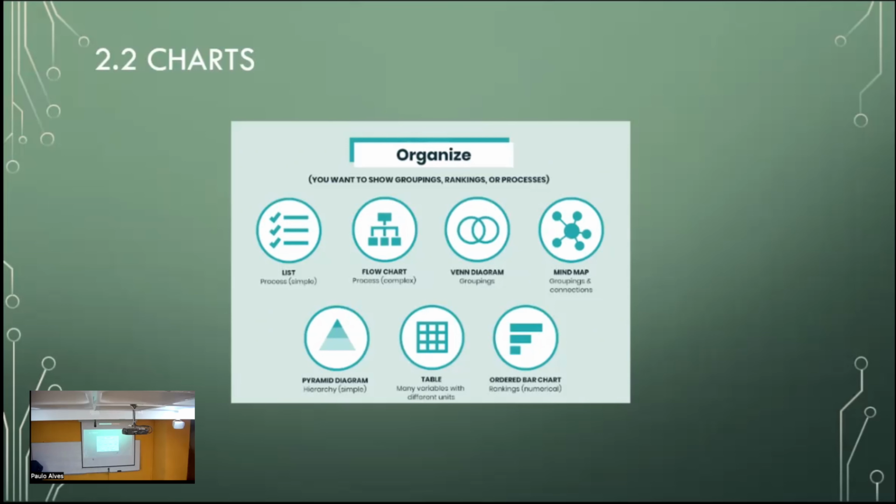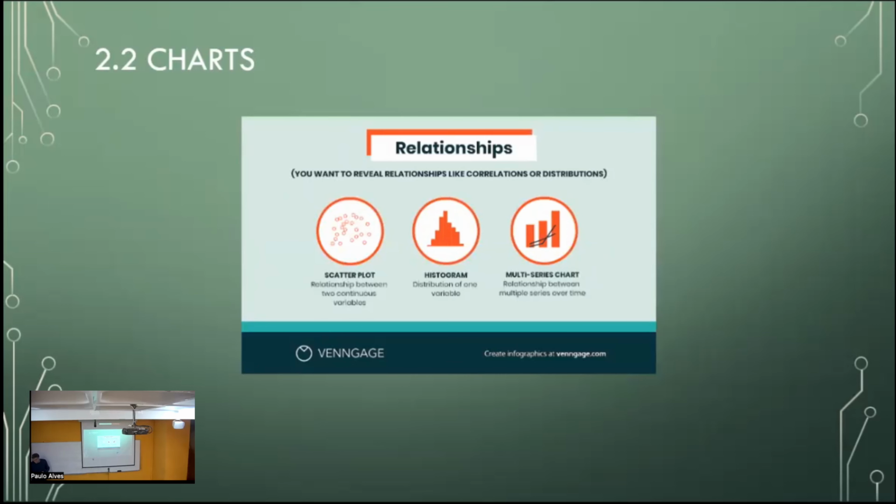Okay. And the last one is relationships. Okay, so for relationships we use scatter plot, okay, histograms, and a series chart. So these are the three most important relationship diagrams or graphs that we can use. Okay, this pictogram is very useful when you have the data and you have to decide how we can present that data to the user.